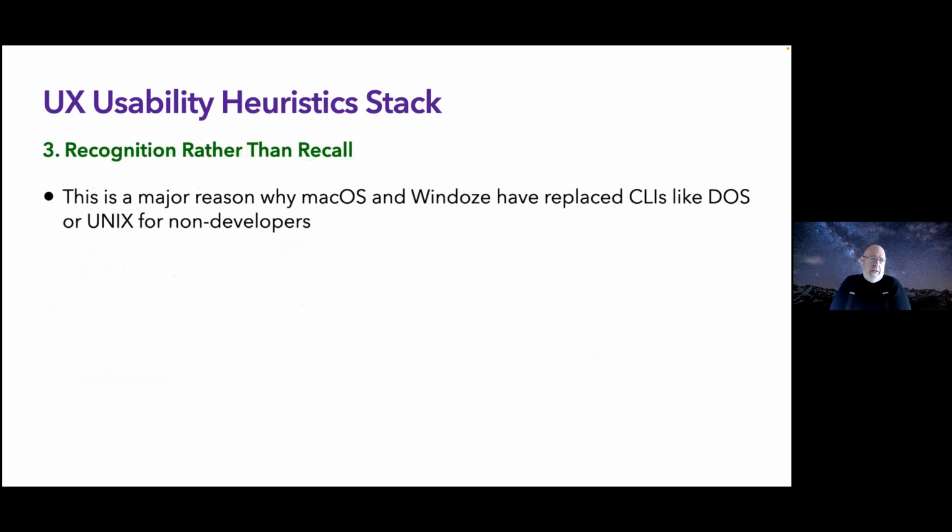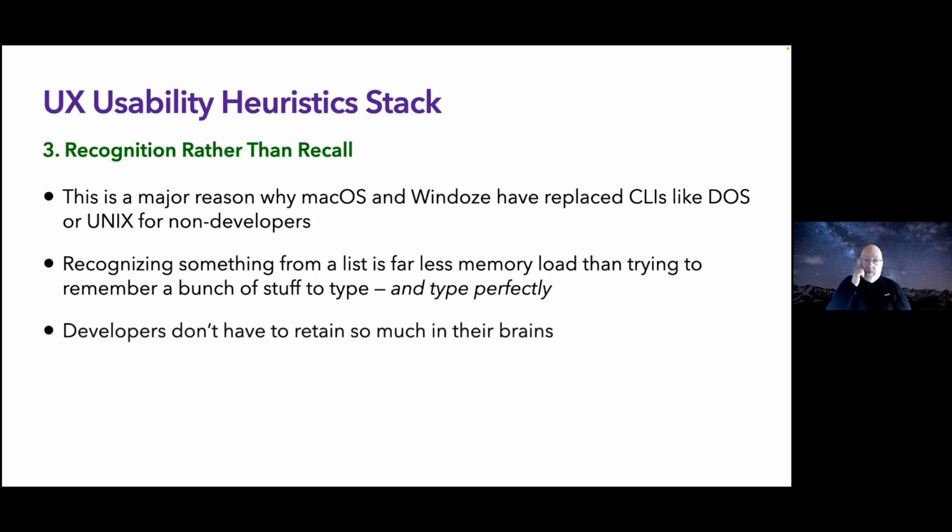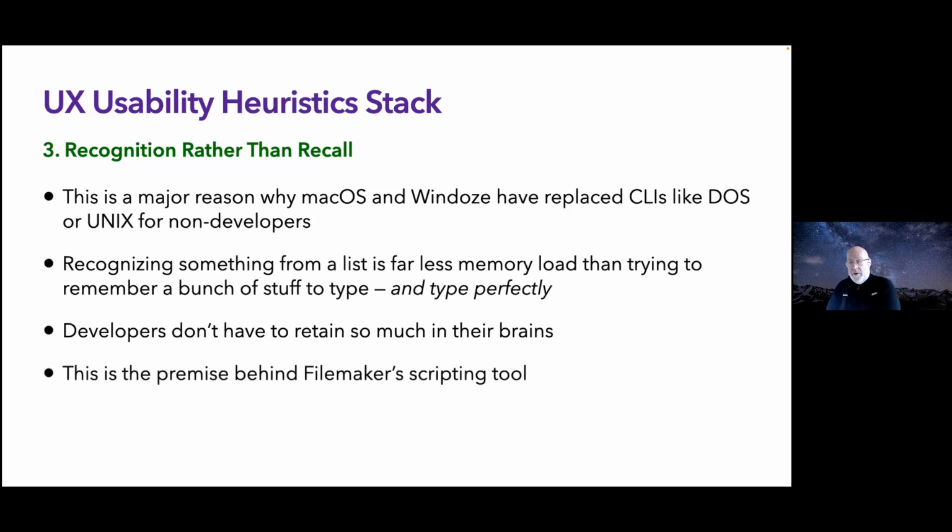Recognition rather than recall. This is the major reason why Mac OS and Windows have supplanted CLIs like DOS and Unix for non-developers. And the reason is we don't have to remember a list of commands. And not only that, have to type them and then type them perfectly. And since I two-finger type and badly, that's not an optimal solution. So the bottom line is we don't have to retain so much in our brains, and this is the premise behind FileMaker's scripting tool.